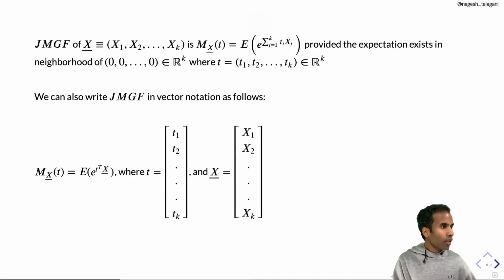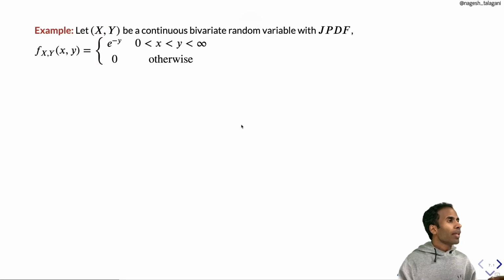Okay, next. Here is a continuous bivariate random variable with a joint pdf f(x, y) equal to e^(-y) for 0 < x < y < infinity, 0 otherwise. Okay, let's find out the joint MGF of (X, Y). Then let us write down the marginal MGFs of X and Y. Then let us try to see if we can recognize the probability distributions of X and Y by looking at the marginal MGFs of X and Y.